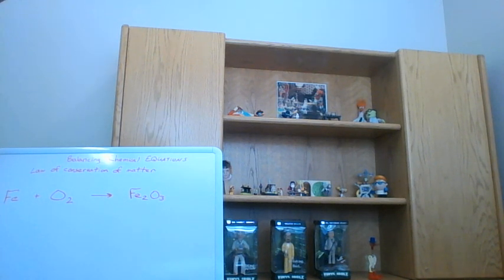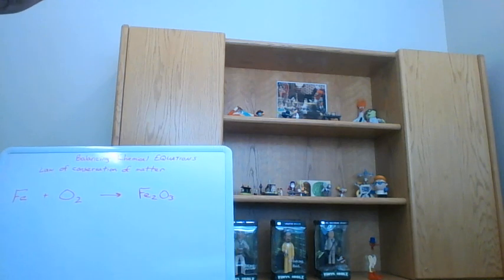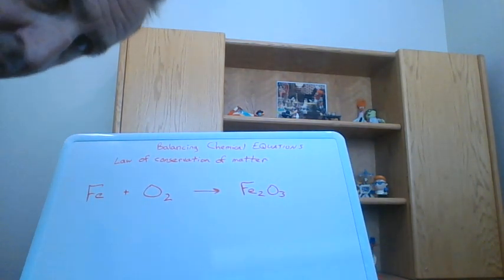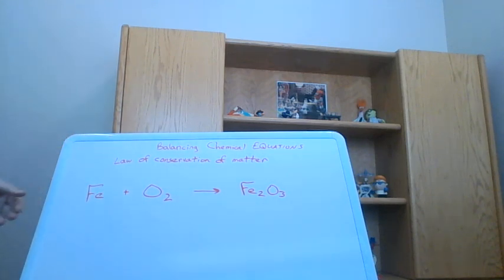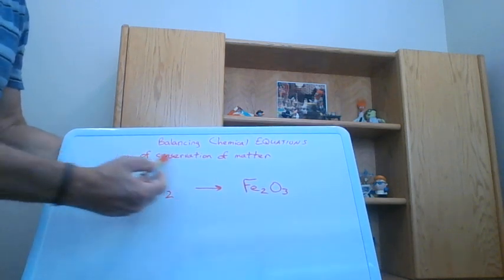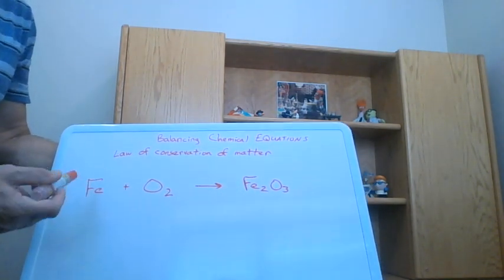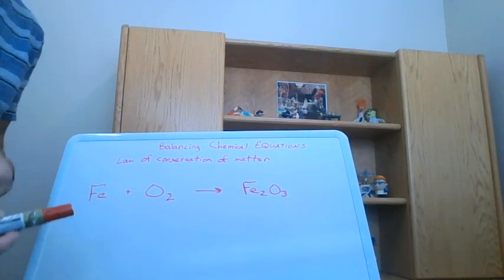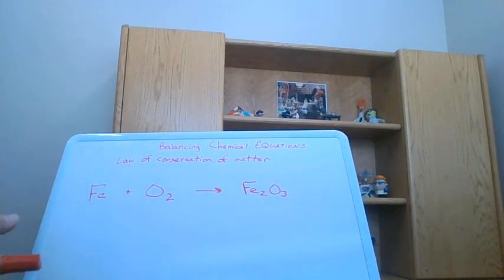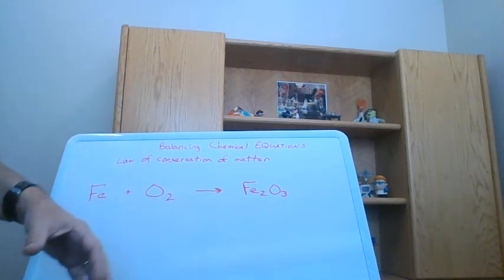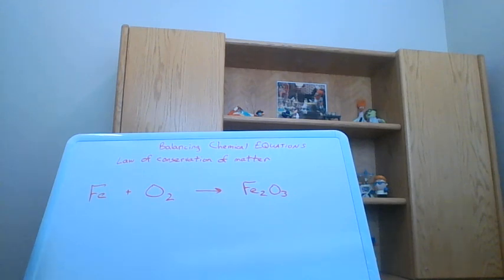All right, let's go with our next lecture here. Today we're going to be looking at balancing chemical reactions. The reason we need to balance these chemical reactions is because of the law of conservation of matter, which states that in either a physical change or a chemical change, no new matter is destroyed or created. It just changes. In a chemical reaction, it's changed to form new compounds. In a physical reaction, you're just changing the state of matter usually.